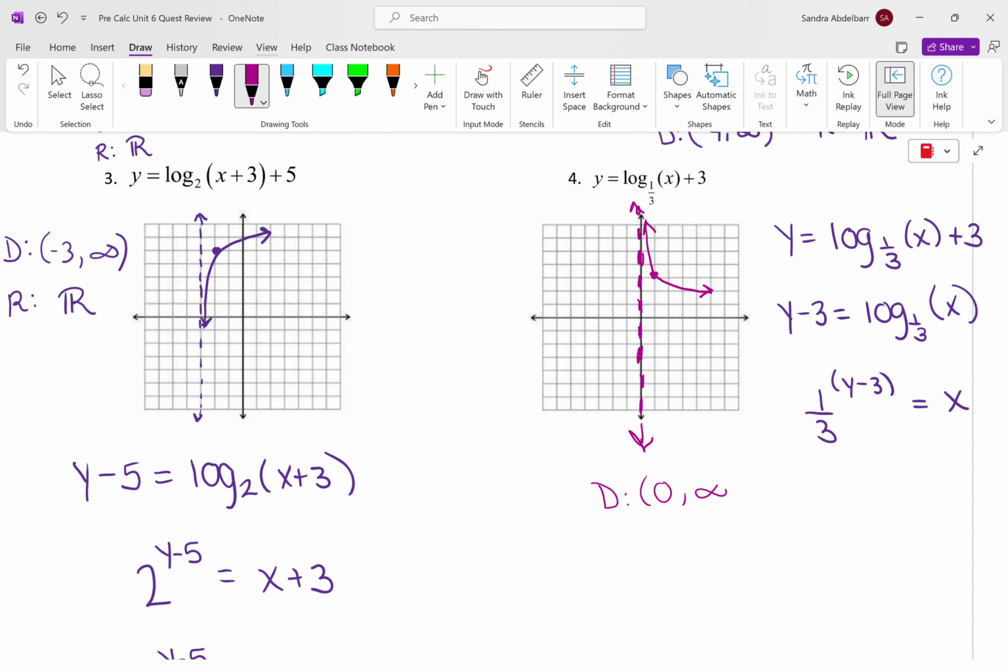Our domain is 0 to infinity, and our range is all reals. What's the key point on this graph? For this one, yeah, it's 1, 3.